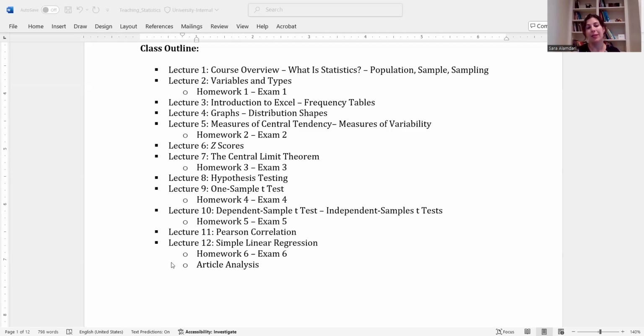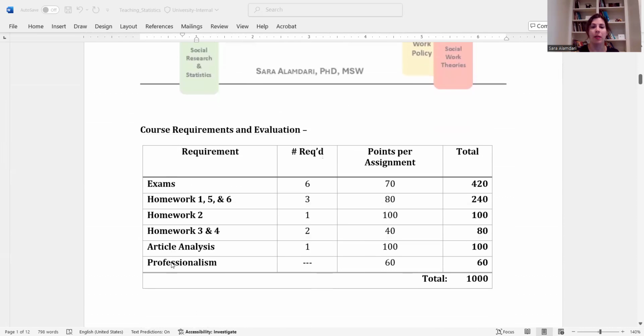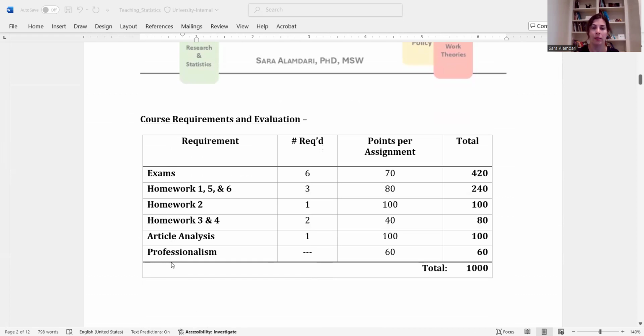The article is based on what we learned and covered during the semester, and they can apply what they learned to this specific article. And here is a table of the assignments and the course evaluation criteria. I'm going to have 6 exams and 6 homework assignments that, as I mentioned, each cover specific lectures. I'm going to have the article analysis at the end of the semester, and I allocate some points to professionalism, which is class attendance, and that depends on you if you want to include that or not.